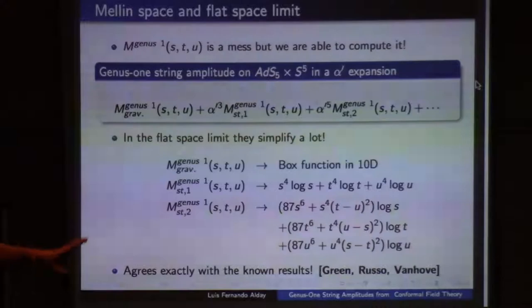So in this box function, I mean, you have all the fields that get propagated inside. Yeah, the fermions, everything. Yeah, it's type IIB supergravity. Yeah, that was quite cool. And it's complete. Good.